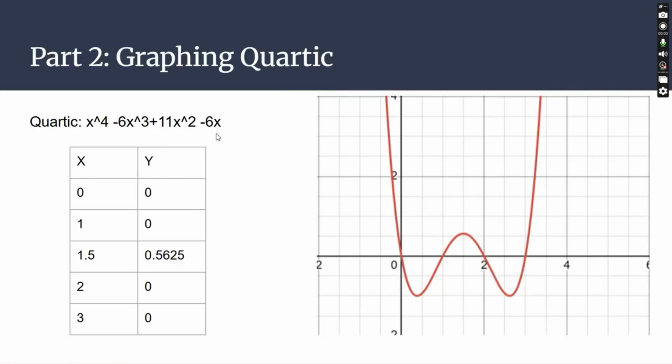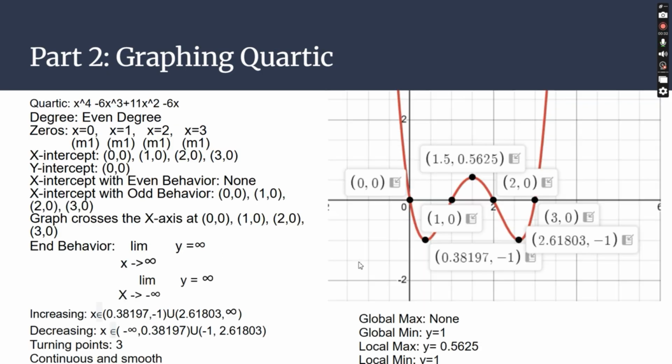Our quartic function is x to the fourth minus 6x cubed plus 11x squared minus 6x. This polynomial factors nicely into x times the quantity x minus 1 times the quantity x minus 2 times the quantity x minus 3, giving 4 real zeros at 0, 1, 2, and 3. All of these have multiplicity 1, so the graph crosses at each intercept. The y-intercept is also at 0, since substituting in x equals 0 gives us 0. Because the degree is even, both ends of the graph rise towards positive infinity.